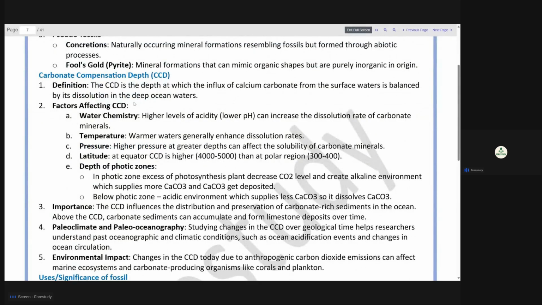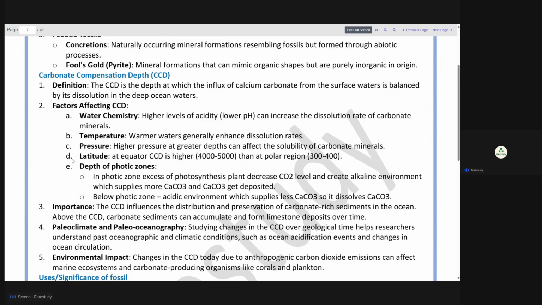So the factors affecting the CCD are: water chemistry, where a higher level of acidity, that is lower pH, can increase the dissolution rate of carbonate minerals. As you know, the lesser the pH, the more will be the dissolution of calcium carbonate. Then temperature: warmer waters generally enhance the dissolution rate of calcium carbonate. Then pressure: high pressure at greater depths can affect the solubility of carbonate minerals.